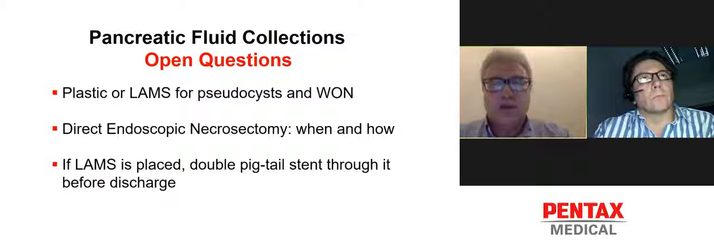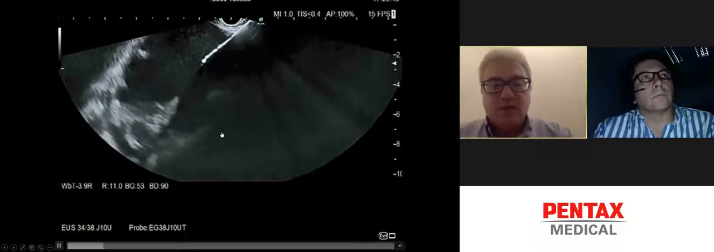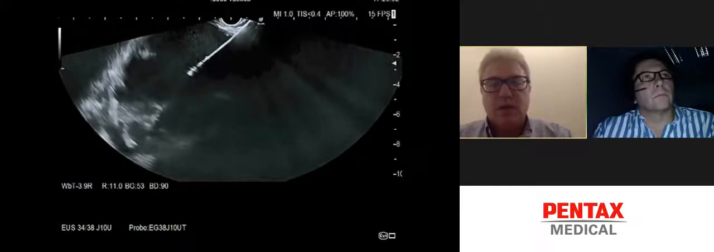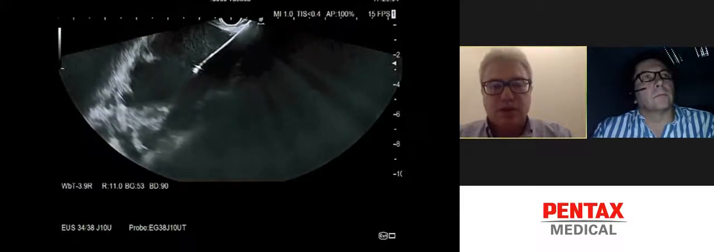So I will try to share with Schalk this question while we see a movie about a drainage of a large WON, a large collection. You can see the necrotic tissue. This procedure is done with the Hot Axios, so a LAMS, a lumen-apposing metal stent. The procedure is all done under ultrasound guidance without endoscopic or fluoroscopic guidance.